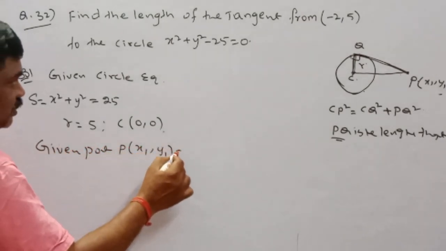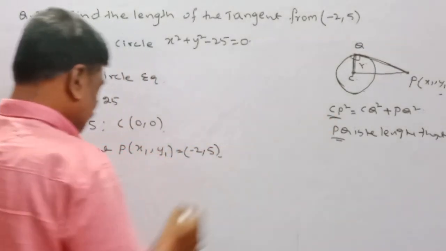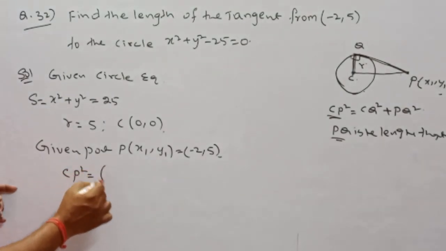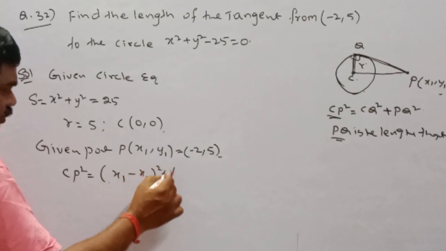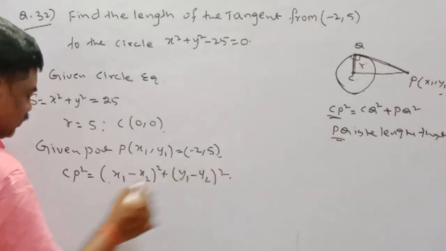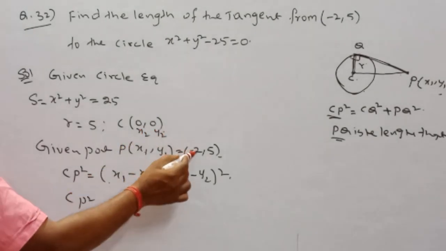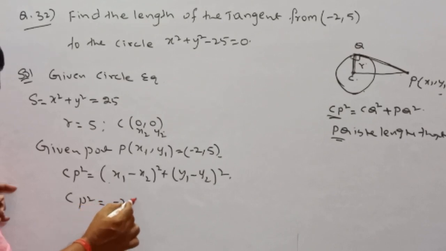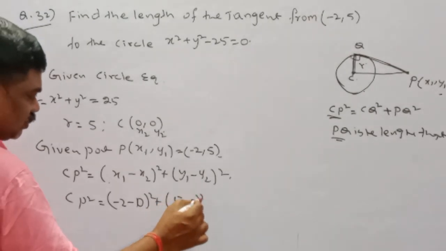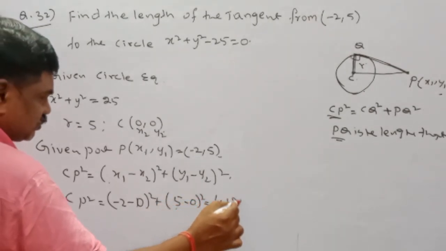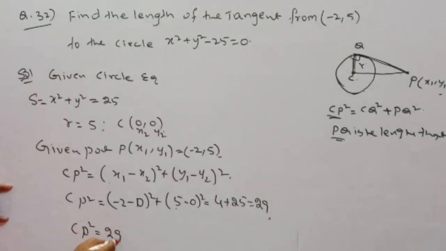The point P (x1, y1) is equal to (-2, 5). Then you have to find CP. CP square is equal to (x1 minus x2) whole square plus (y1 minus y2) whole square, where this is x1, y1 and this is x2, y2. Then (-2 minus 0) whole square plus (5 minus 0) whole square is equal to 4 plus 25, which is 29. So CP square is equal to 29.